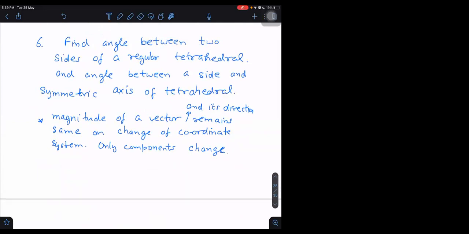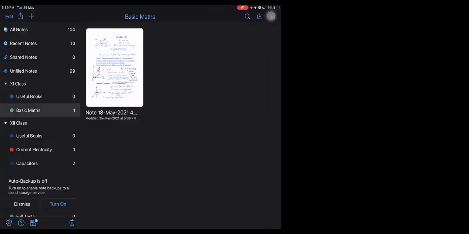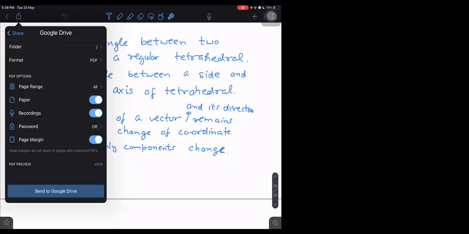Share the notes, sir. I will share it. Let me share it. In fact, now only I will try to do it fast. I'm sharing it on Google Drive, and from Google Drive I will share it to you.